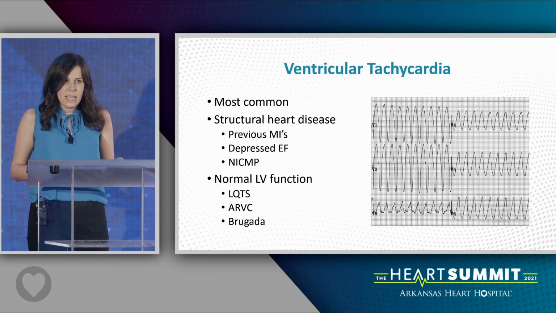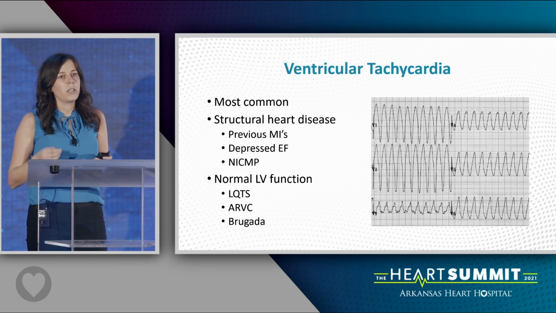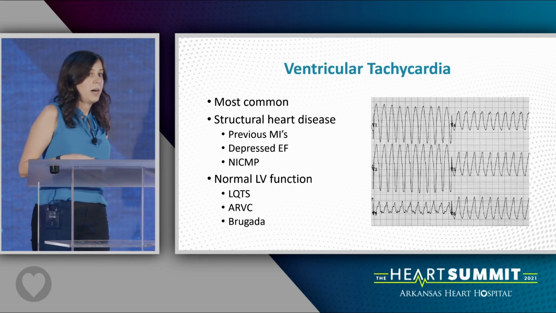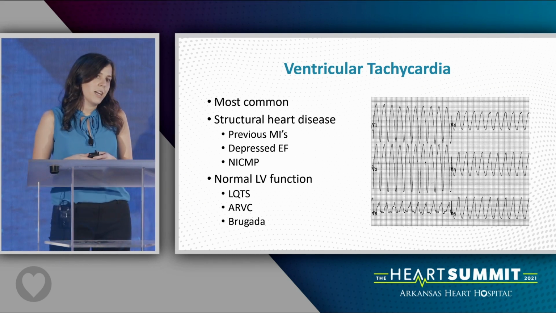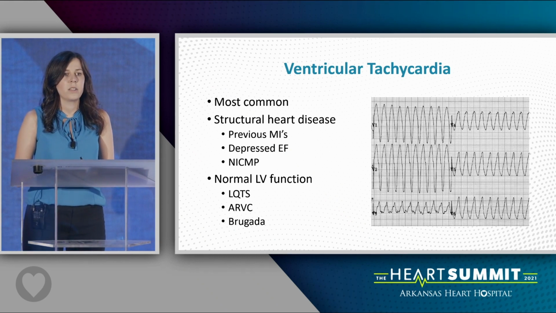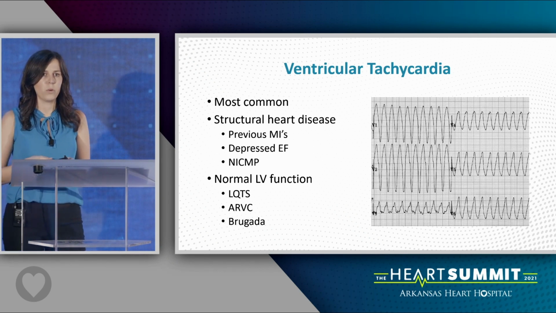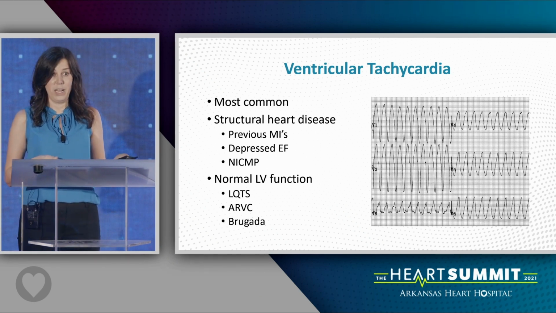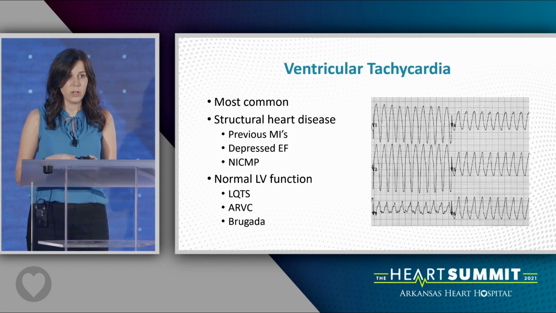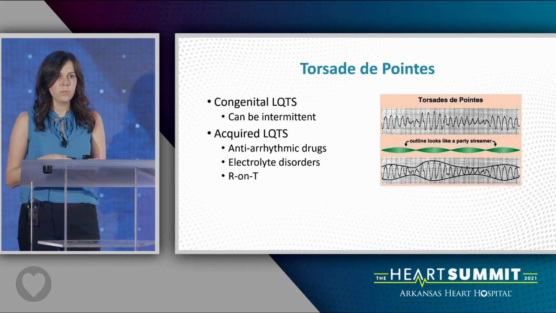For VT, of course, like I said, this was the most common. For structural heart disease, previous MI, a decreased ejection fraction, or non-ischemic cardiomyopathy can be a cause. For those with a normal LV function, it would more likely be someone with a genetic disorder, like long QT syndrome, ARVC, or Brugada syndrome.